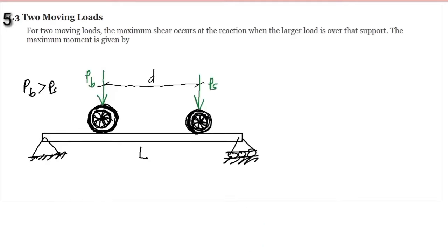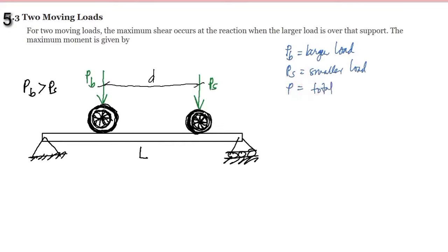Topic 1.3, we have two moving loads. First, let's define the notation we will use here. We assume that the PB is the larger load, while the PS is the smaller load. And of course, the P is the total load, which is equal to the sum of the PB and the PS.